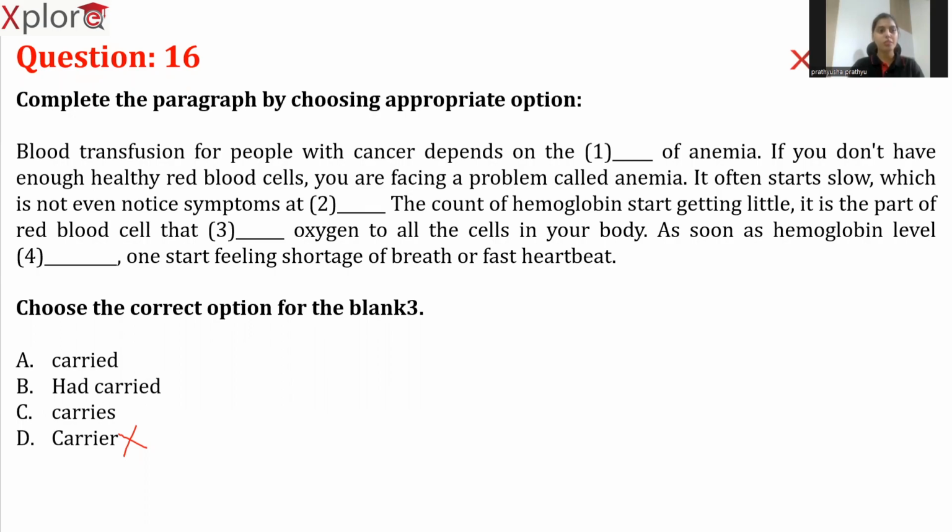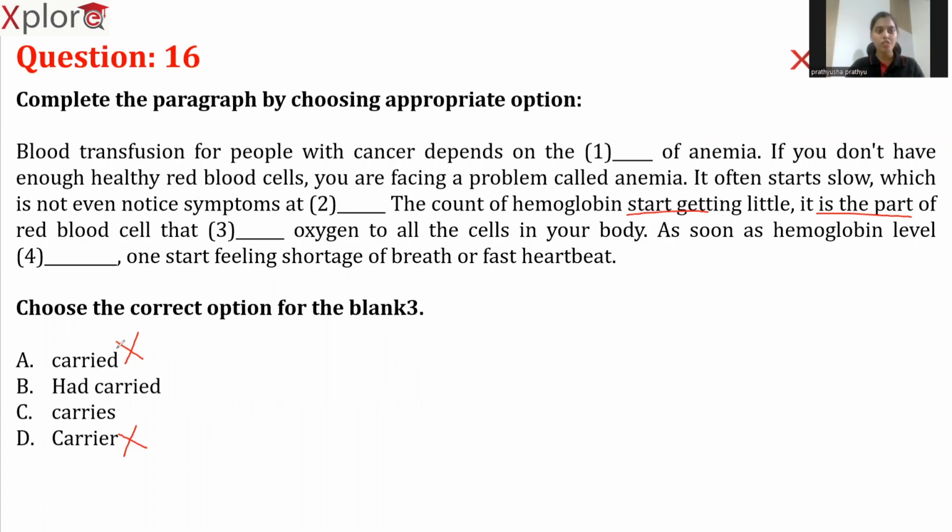What is the part of red blood cell? So what do they do? That's what we are talking about. However, carrier is referring to a noun again. It's not talking about the action done by the red blood cell. So eliminate option D. And we can even eliminate option A and B also. Why? Because throughout the paragraph here, as you can see, start getting, it is the part of. So nowhere we have used past tense. Carried is in past tense. But our sentence or our paragraph is in present tense.